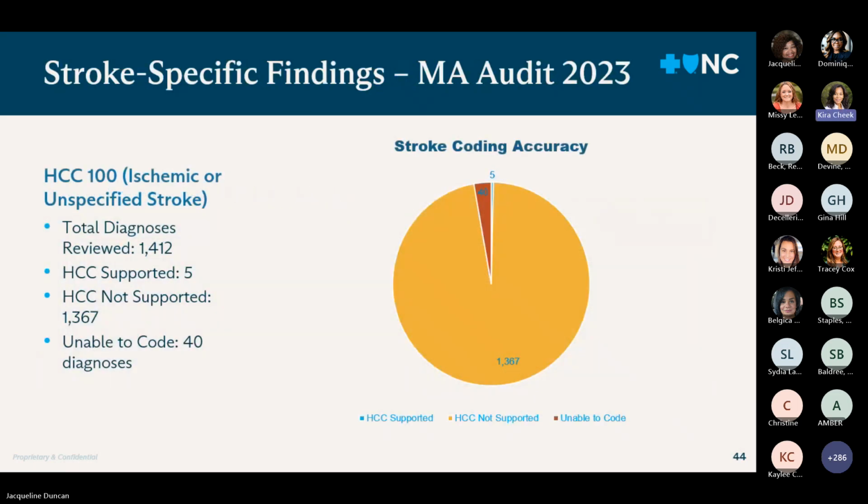Since we are discussing strokes, I thought it would be a great time to highlight our 2023 MA audit of 1,412 diagnoses of ischemic or unspecified stroke. We found that only 5 diagnoses were fully supported. So, a surprising 1,367 of those diagnoses were not supported, and 40 diagnoses were unable to be coded due to insufficient information. So that is a whopping 97% of strokes being coded incorrectly.